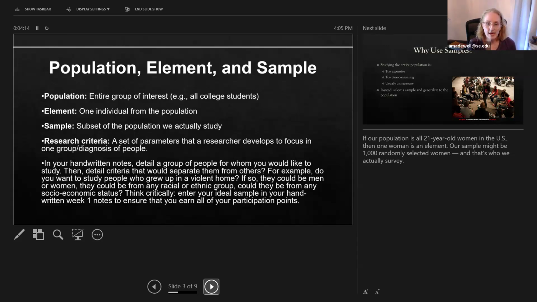Let's say our population is all 21-year-old women in the US. Then one woman is an element, one woman that's 21 and living in the US. Our sample might be 1,000 randomly selected women, and that's who we actually survey. The population could be millions of women in the US.